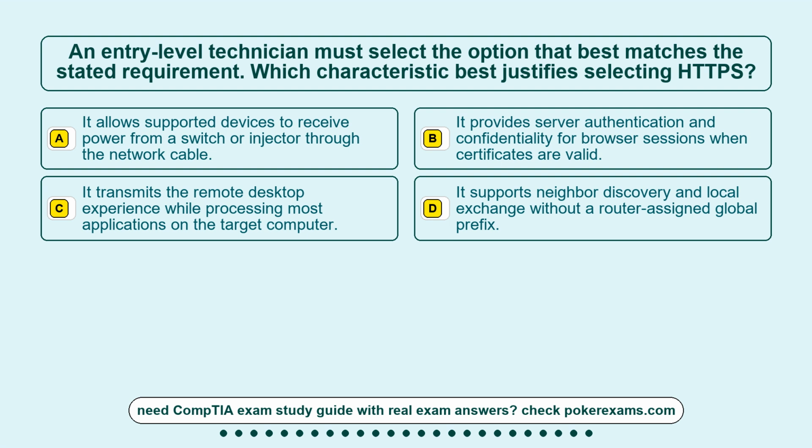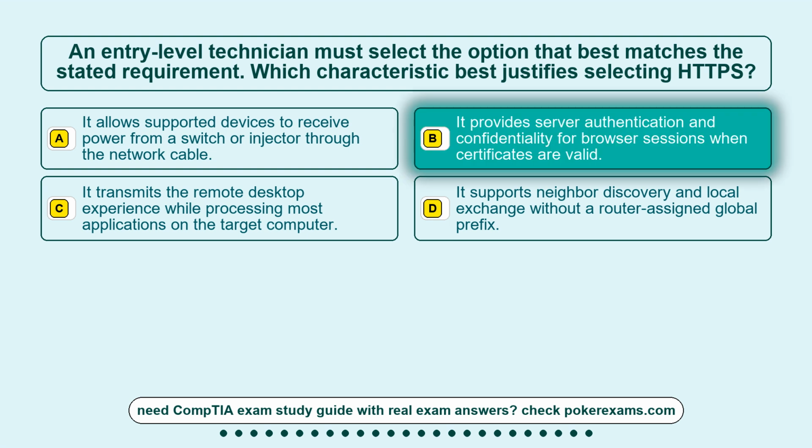Option C. It transmits the remote desktop experience while processing most applications on the target computer. Option D. It supports neighbor discovery and local exchange without a router-assigned global prefix. The correct answer is option B. It provides server authentication and confidentiality for browser sessions when certificates are valid.